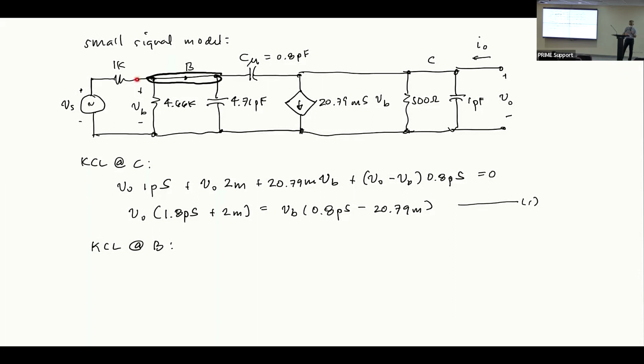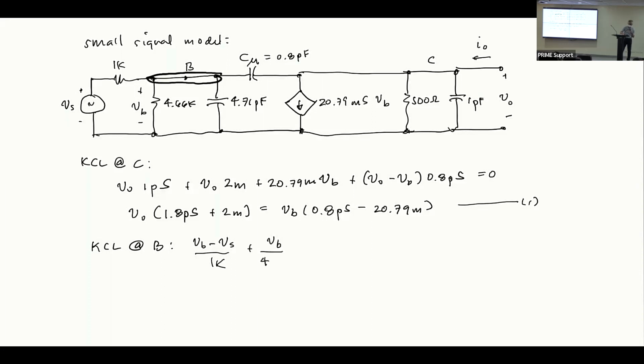So what is this current? What is this current? V sub B minus V sub S over 1K. Okay. Don't just copy, no? Anyway, I'll provide you this. Try to think about it. You have to try to follow. V sub B minus V sub S over 1K. What is the current going down here? That's V sub B over 4.66K.